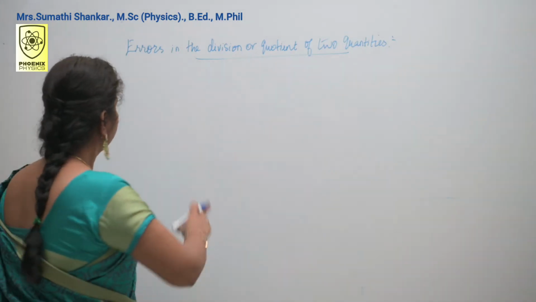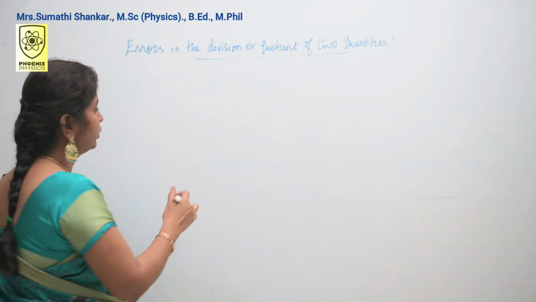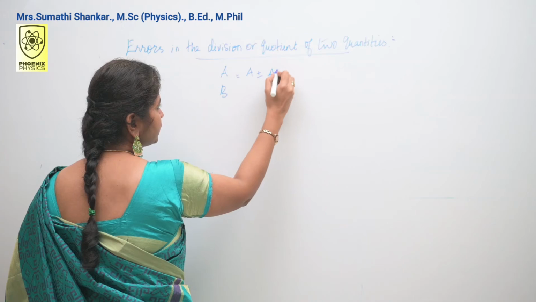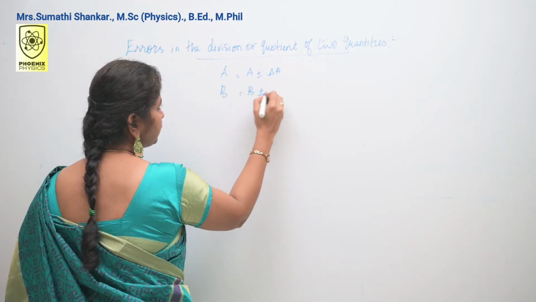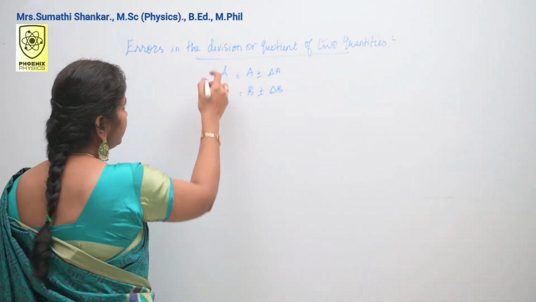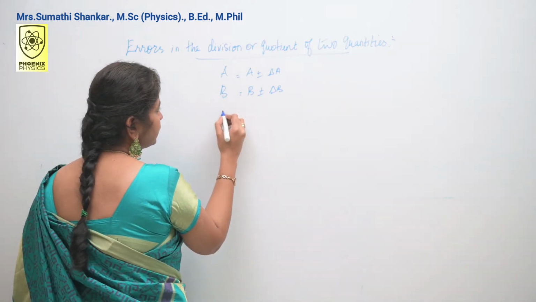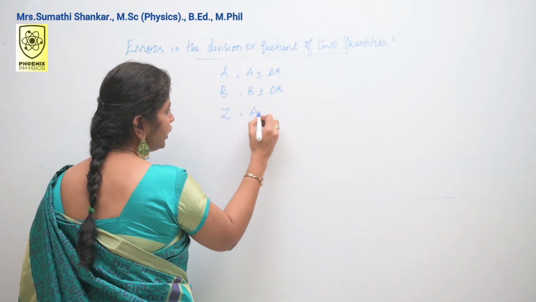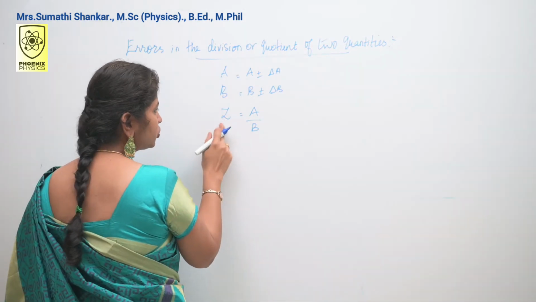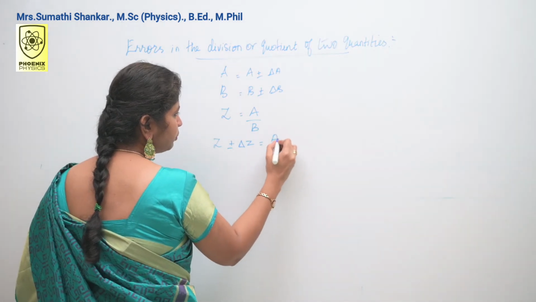Next one is errors in the division or quotient of two quantities. You know that measured values A and B, A plus or minus delta A, then B plus or minus delta B. Delta A and delta B are the absolute errors. Here we are going to find out errors in the division operation, that is, consider Z is equal to A by B. These two values have some errors, so Z will also get error. Z plus or minus delta Z is equal to A by B.